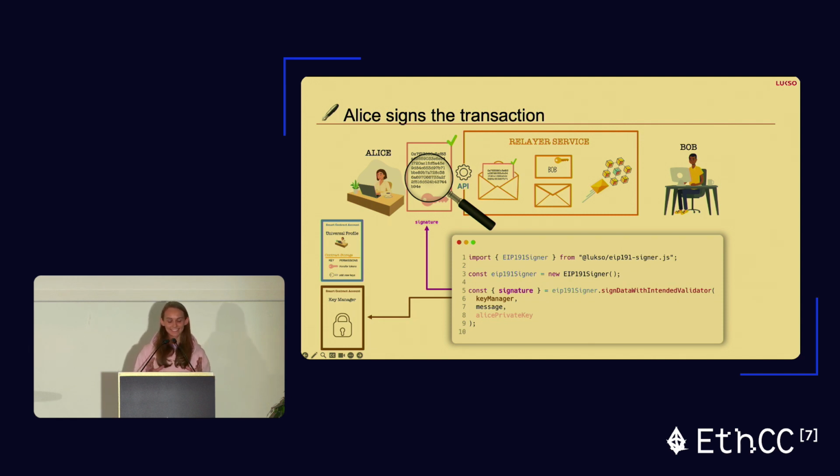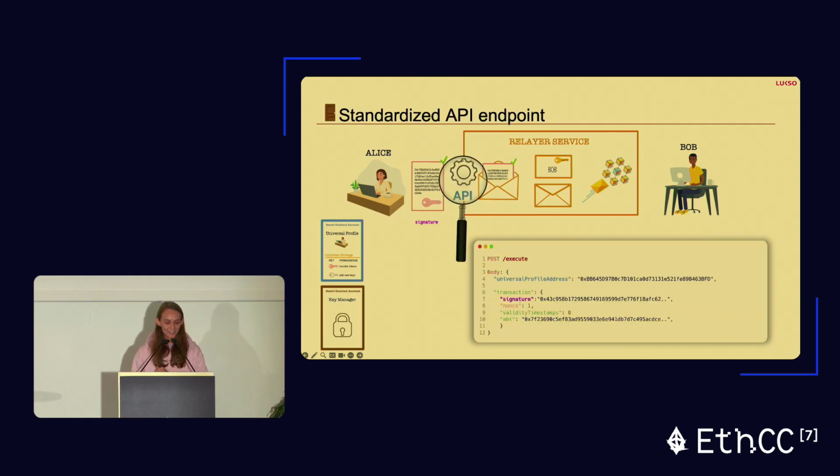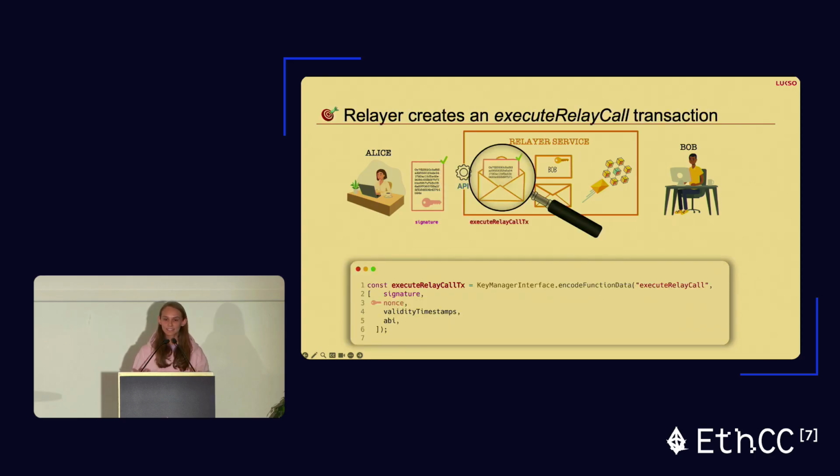She then sends this signature to the relayer service through a standardized API endpoint. This is a post/execute endpoint, which takes as body the universal profile address of Alice, the signature that we talked about, the nonce of the private key she used to sign the transaction, the validity timestamp, which is a time frame during which the relayer service can execute the transaction on behalf of Alice, and the ABI, which is the content of the transaction that Alice wants to execute. So she sends that to the relayer service, and then the relayer service is able to create an execute relay call transaction.